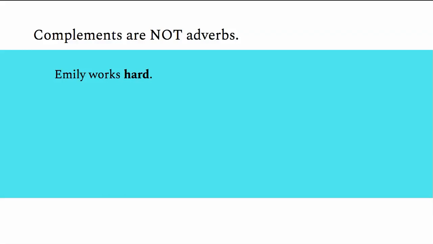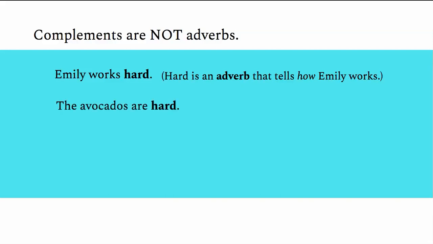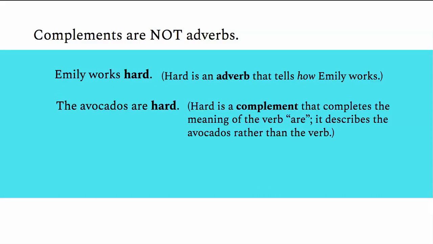Emily works hard. In this sentence, hard is an adverb that tells us how Emily works. It's not completing the sentence. It's not giving me more information about what she's working on, but it's describing how she works. The avocados are hard. Here I have the same word, but I have a different type of verb. I have a linking verb. In this sentence, hard is a complement that completes the meaning of the verb are.